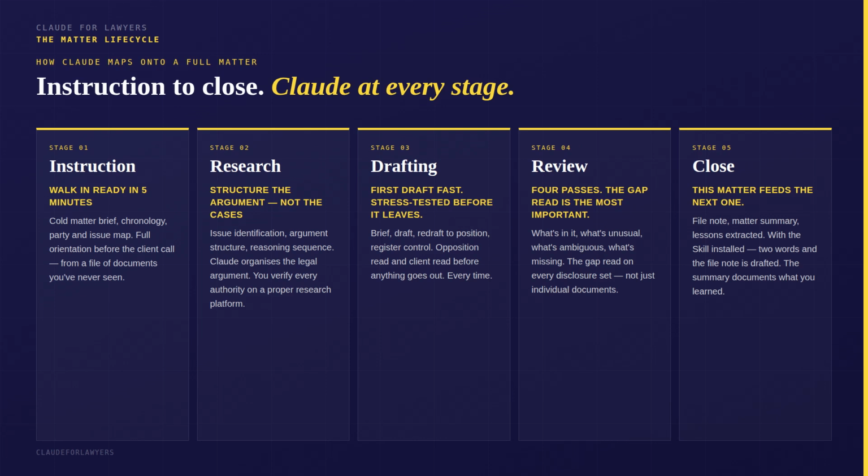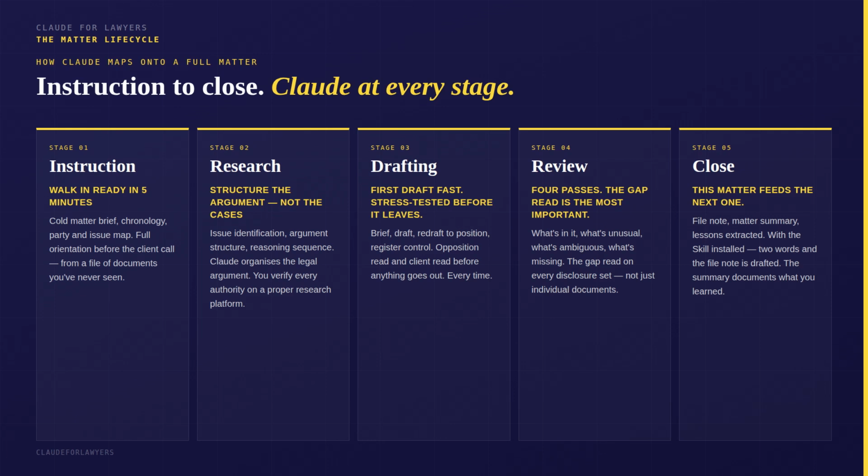Stage 5 is close. The file note, the matter summary, the lessons extracted. Most lawyers treat close as the end of the matter. In the workflow approach, it's also the beginning of the next one. The matter summary documents what worked, what the client's position was, and what you do differently. If you have the solicitor's Claude kit installed, the file note skill runs automatically. 2 words and the file note is drafted.